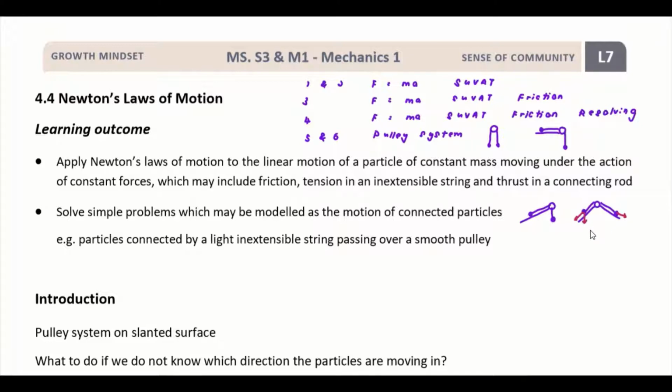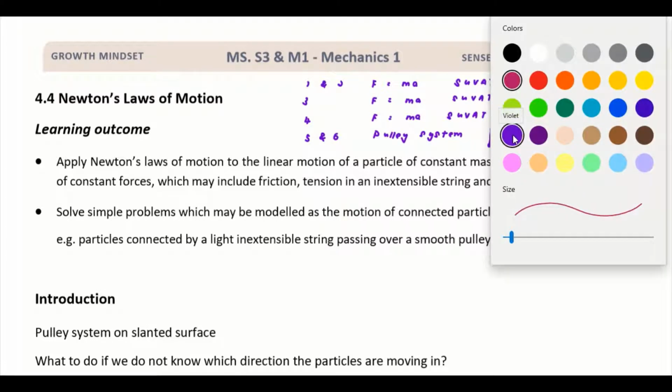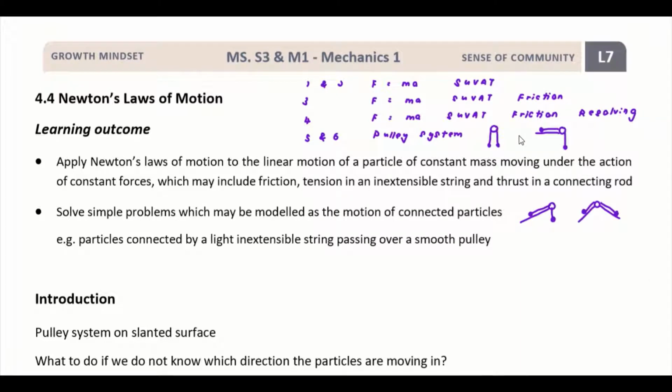Then we will see, if we do not know which direction, what do we need to do? Before that, by this time, I hope that you are very familiar with how we do connected particles in a combined system. If you're still not sure about that, please make sure that you go through lesson 6, especially when we discuss how to solve the system, whether by using a combined approach or a separate approach.